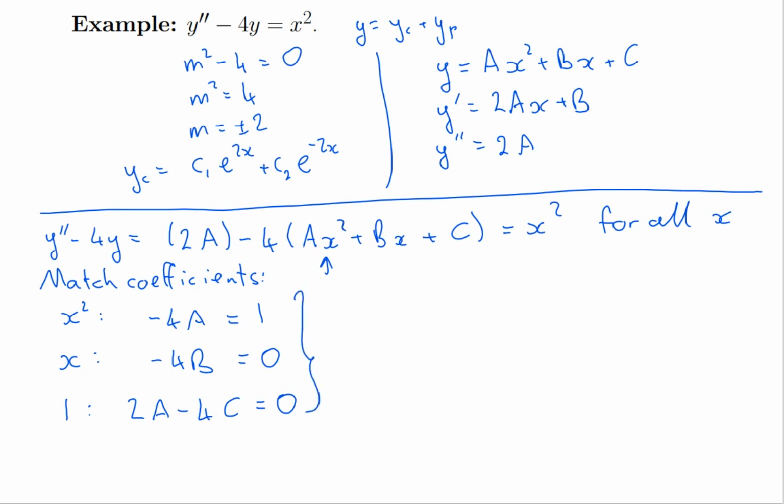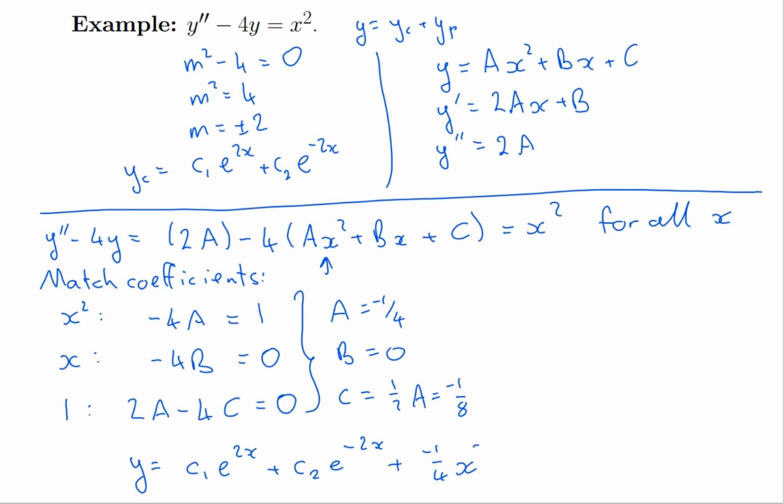Now, in the general case, you would have to use row reduction, Gaussian elimination to solve for a, b, and c, but this is a very simple set of equations. a is minus a quarter, b is 0, and c is a half a, so that's minus 1/8. So I'm done. I know the general solution of this differential equation. It's c1 e to the 2x plus c2 e to the minus 2x plus the particular solution, which is negative a quarter x squared minus 1/8. All done. Now this particular equation didn't have any initial values, so we just stop when we've found the general solution.